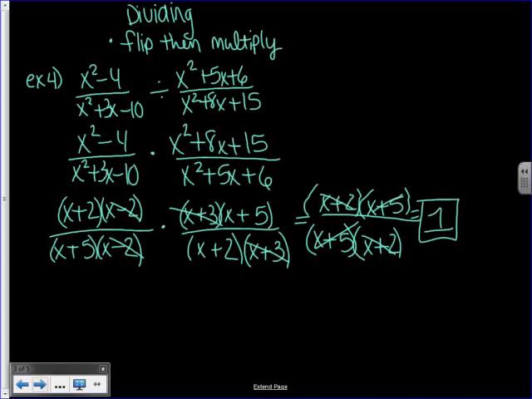Now, let's look at complex rationals. And all we're doing with our complex rationals is we're simplifying them. Okay.